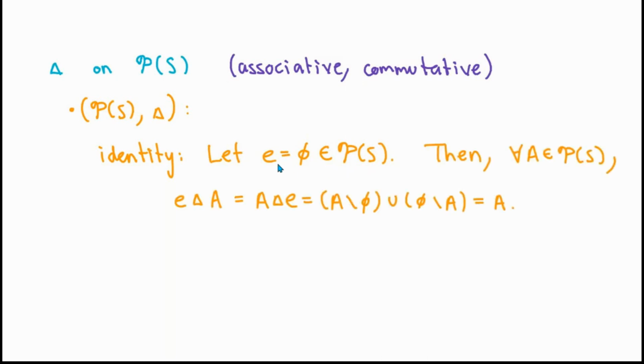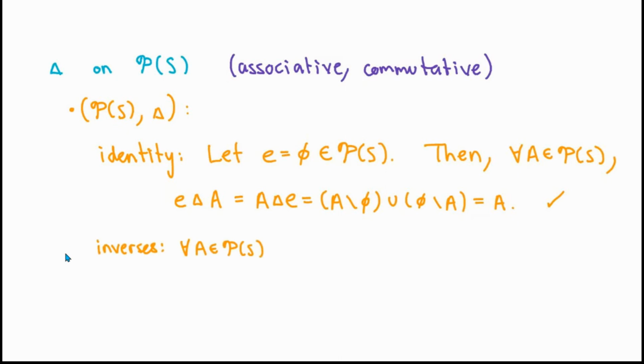Well, if E is the empty set, then for any set A in the power set of S, when you compute the symmetric difference of E with A, which is the same as the symmetric difference of A with E by commutativity, you get A minus the empty set, union the empty set minus A. Well, the first piece here is A, and the second piece is just the empty set. So the union of these two sets is A. That means that the empty set plays the role of an identity for this binary operation on this set.